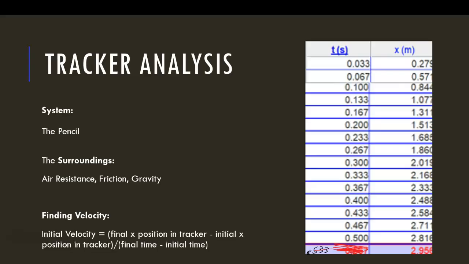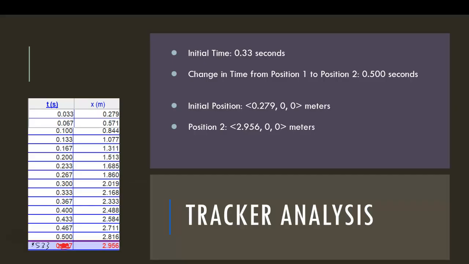So to calculate the initial velocity for this lab, I took the final x position at the bottom of this range, and I took the initial x position at the top here, and I divided that by the total change in time because the velocity is supposed to be constant in this lab, meaning that the change in velocity in small increments will be the same or close to the same as the change in velocity over larger increments of time. So the initial values are seen here.